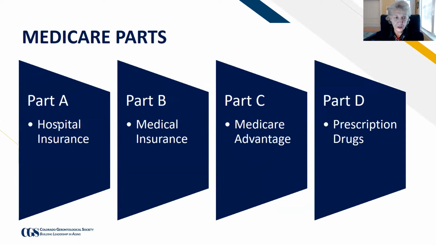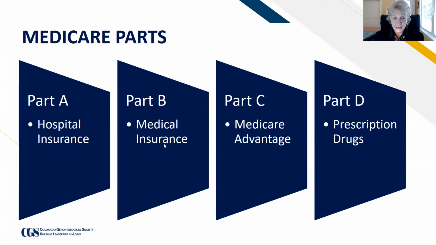So again, just to review, Part A is hospital insurance. This includes basic things like being in the hospital after you pay the deductible. It includes skilled rehab after you've had 3 midnights in the hospital. It includes skilled home health after you have had 3 midnights in the hospital. And it includes hospice care.